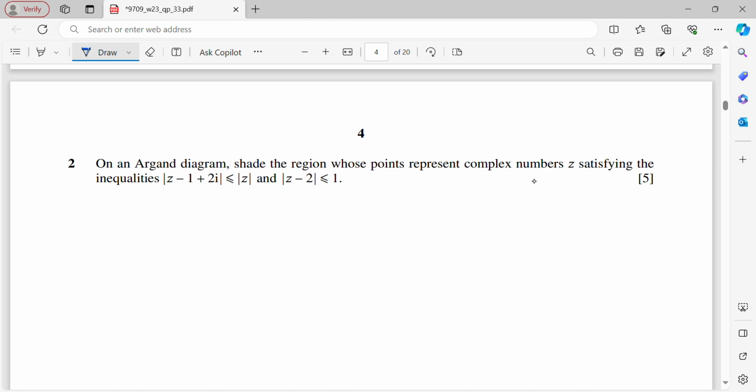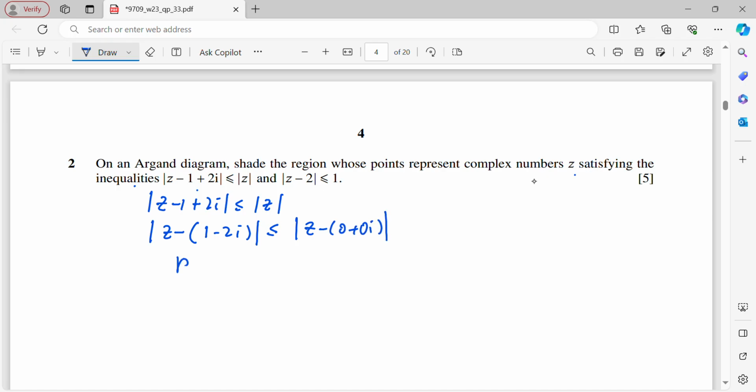Okay, next, question number 2. On an Argand diagram, shade the region whose points represent complex numbers z satisfying the inequalities. There are two inequalities here: one has two modulus terms, and the other has a modulus and a number. For the first one, you need to express it in the general form, which is to get the points. I will always write z minus whatever is inside the bracket, which will be the fixed point. So it will be modulus of z minus (1 minus 2i) less than or equal to modulus of z minus (0 plus 0i).